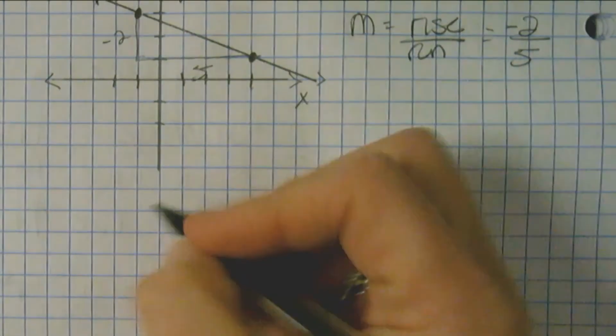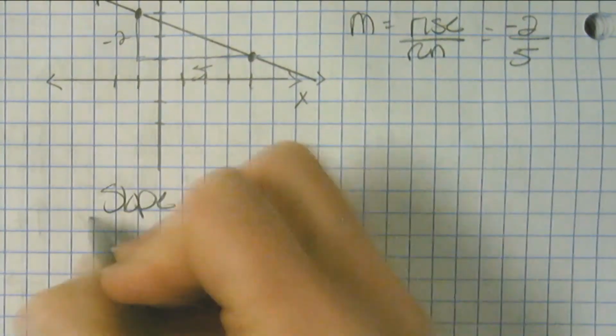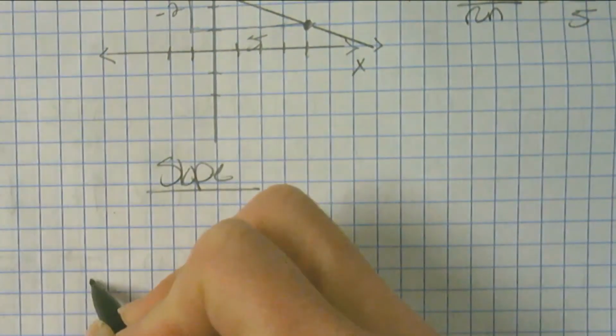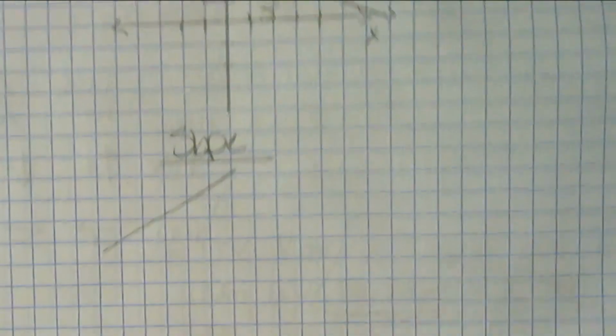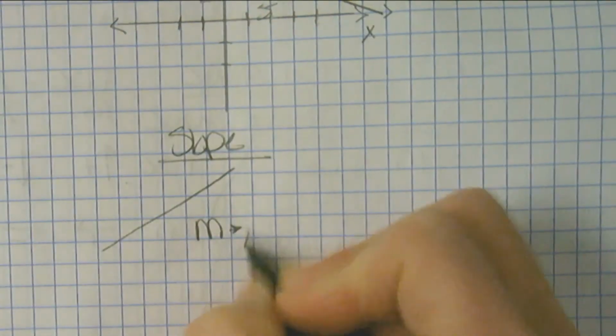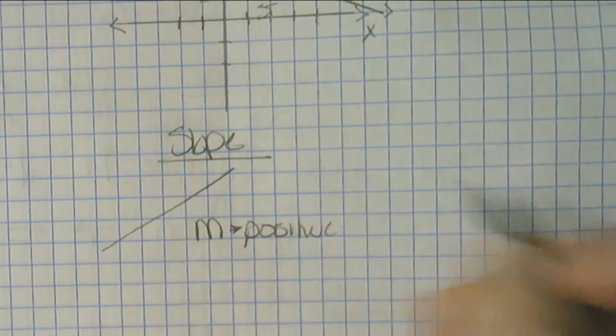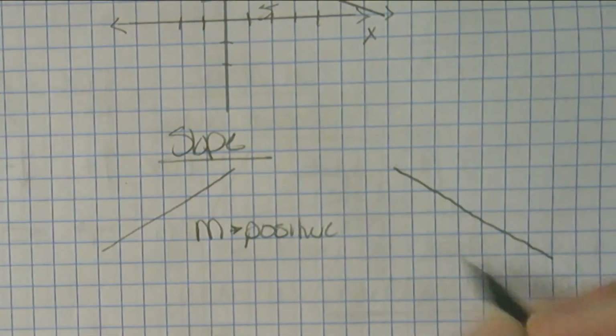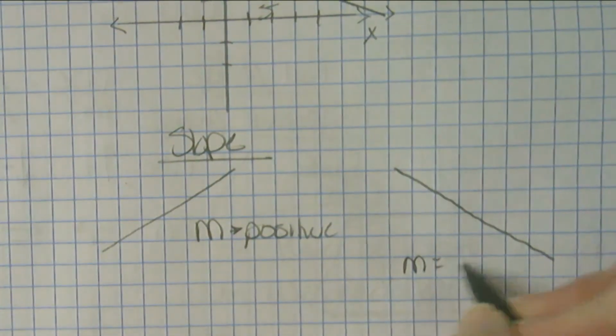That's exactly what it's going to be. All right, so when we have slope, if our line is going up, our slope is positive. When our line is going down from left to right, our slope is negative.